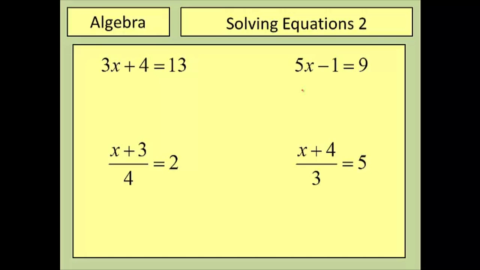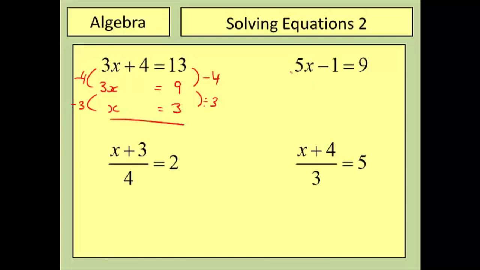Okay then, so let's have a look at solving this first one. What I'm going to do to both sides is subtract 4, giving me 3x equals 13 take away 4, which is 9, and I can start to see where this is heading. I'm going to divide by 3, leaving me with just x equals 3.